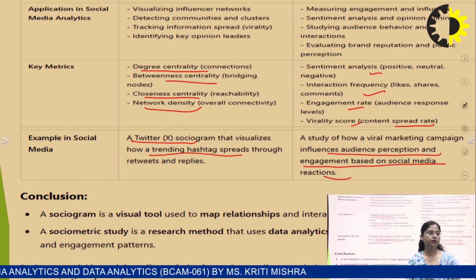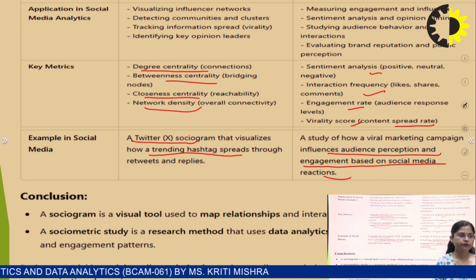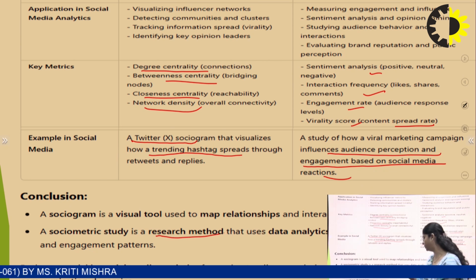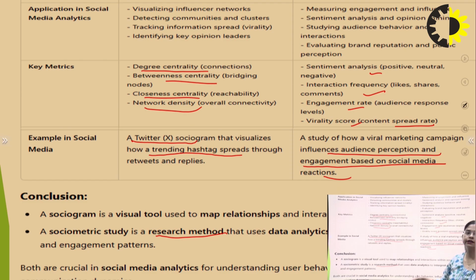So, the conclusion is that a sociogram is a visual tool used to map relationships and interactions within a social network, and a sociometric study is a research method that finds the quantitative and qualitative insights of that particular data, using data analytics to interpret social interaction and engagement patterns. So, both play a very crucial role in understanding social media analytics.